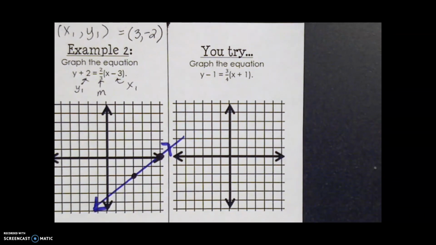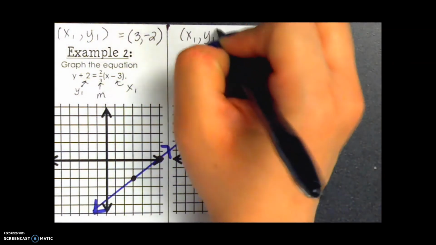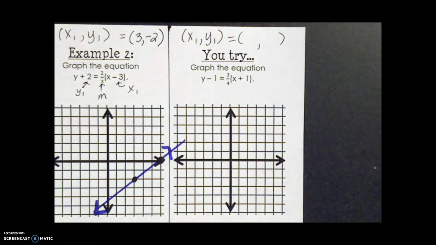Okay, so this example is for you to try. I want you to tell me what the x1, y1 would be. All right, go ahead and tell me what x1, y1 would be.